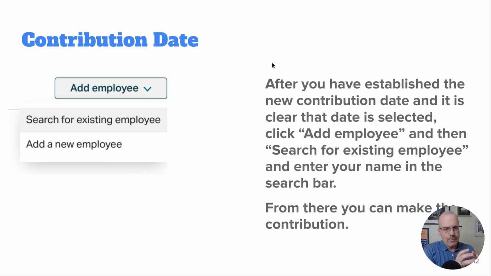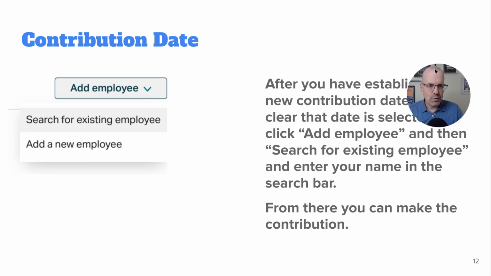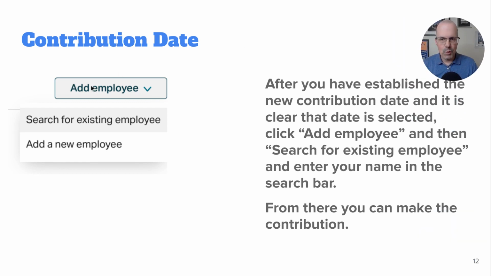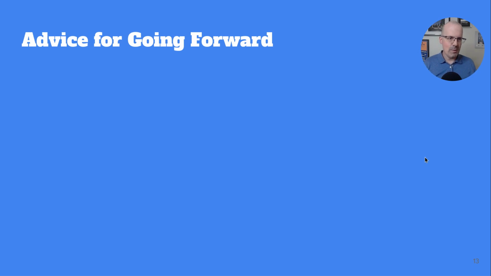And then once you've established a new contribution date in the system, then you got to select the employee, i.e. you probably, who you want to make the contribution for. So what you do is after you've created that new date, you go to this Add Employee button and you drop it down, and it'll say search for existing employee. You should be in the system. So you hit search for existing employee, and then there'll be a search bar. You just type in your last name, it'll come up, and from there you actually make the contribution into the Ascensus Solo 401k.